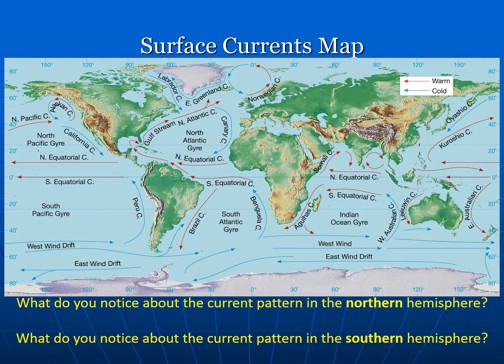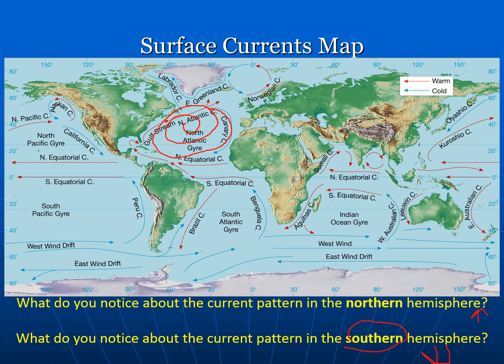Now I want you to look at this map. What do you notice about the current pattern in the northern hemisphere? If you don't know, northern hemisphere, we go up. So that's the top, okay? Now look at the arrows. As you see, it moves just like a clock. So that's clockwise. What do you notice about the current pattern in the southern hemisphere?